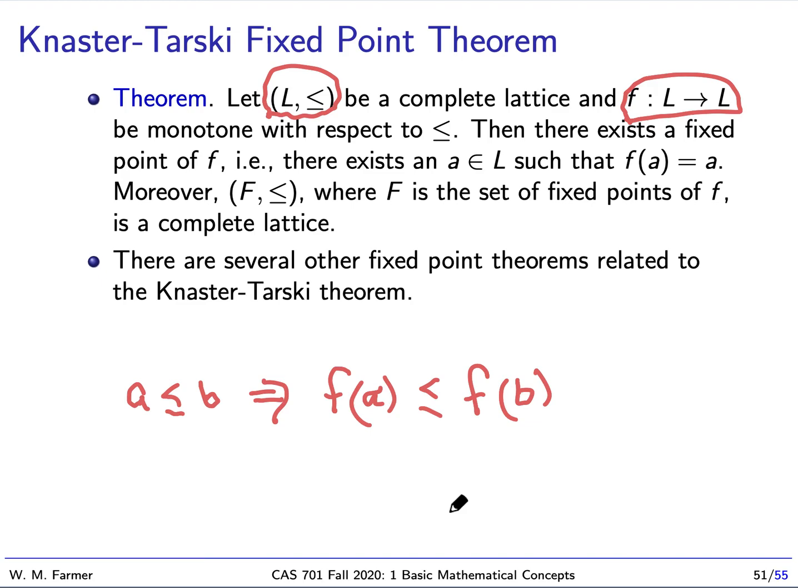So if we have any complete lattice, and any monotone function on this lattice, then there exists a fixed point of f. That means when we apply f to the fixed point, we get back that value. There's really a stronger aspect to the theorem: if we take all the fixed points of f, those fixed points form a complete lattice. I want to mention that there are several other fixed point theorems related to the Knaster-Tarski theorem, and fixed point theorems in general are very useful and important in computing.